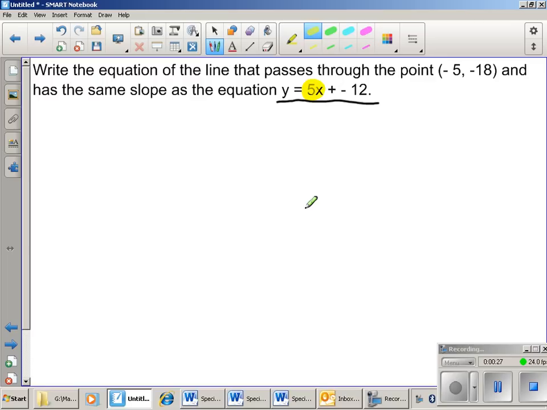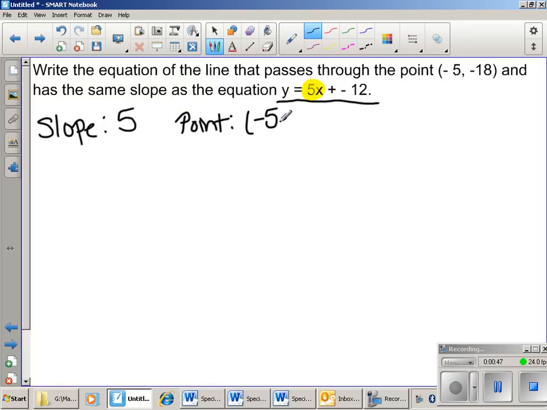The slope is 5. And I know that the slope is 5 because the equation is already written in slope-intercept form, and that's where the slope is. So that's 5. So I've got some information then. I know that my slope is 5, and I know the point (-5, -18). So now knowing that information, I'm just going to plug that into point slope form.